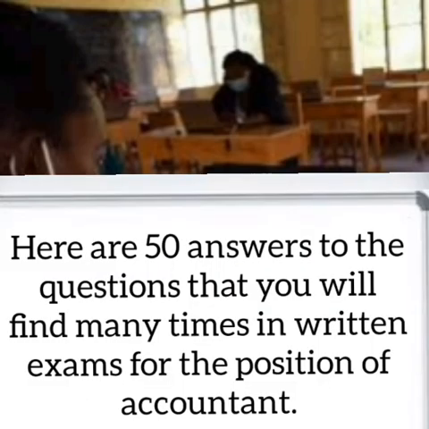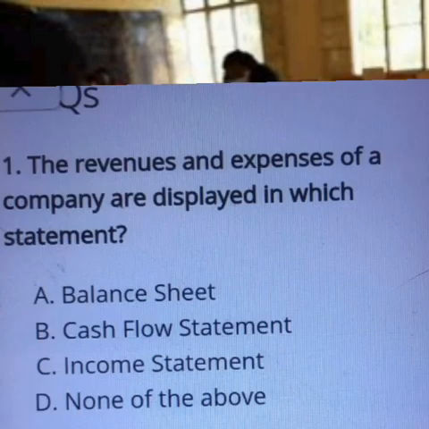Here are 50 answers to the questions that you will find many times in written exams for a position of accountant. Question number 1. The revenues and expenses of a company are displayed in which statement?